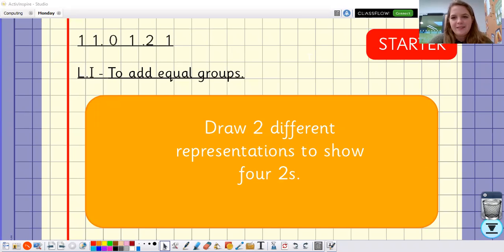Okay, so we're going to begin with a little bit of a starter to recap on the learning we were doing last week together. The first thing I want you to have a look at is I want you to draw two different representations to show 4 2's. Remember, 4 2's is just another way of us saying 4 groups of 2. So this could be 4 circles and 2 apples in each one. So have a go at drawing 2 different representations to show 4 groups of 2. Pause the video now and have a little go at that for me.